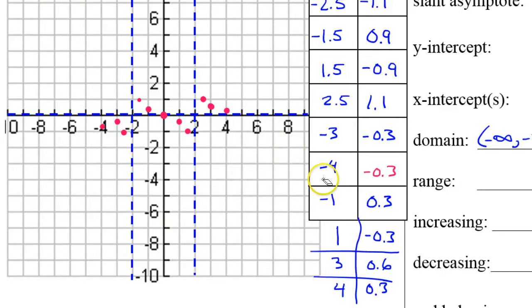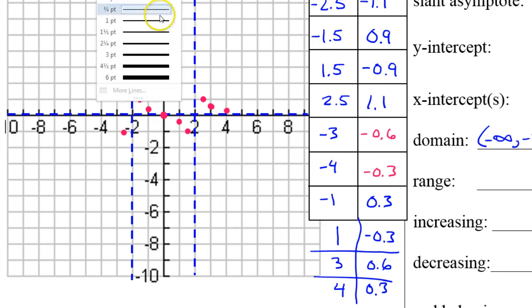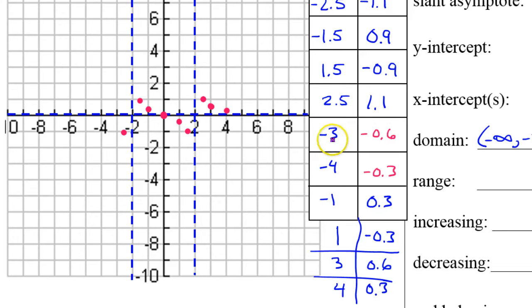Oh, you know what? Probably because they're in reverse order. Anyway, so my -3 should be my -0.6. Okay, so just watch out for that. If it doesn't make sense, double check it. So I'm just going to change these points real quick. At -3, I should be at -0.6. And then at -4, I should be at -0.3.